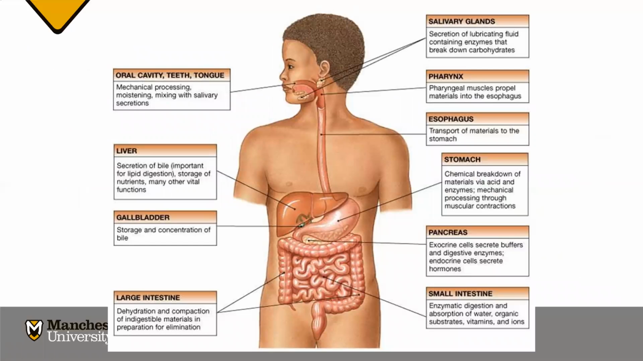So this is the overview of the GI tract. As food comes into the mouth, you have salivary glands that help break down food right at the start. Food travels down your esophagus into the stomach. The stomach is where we get a lot of chemical breakdown through enzymes, and we get mechanical breakdown through the movement of the gut. The liver is responsible for the secretion of bile, which can aid in cholesterol and lipid digestion. We get the storage of nutrients.